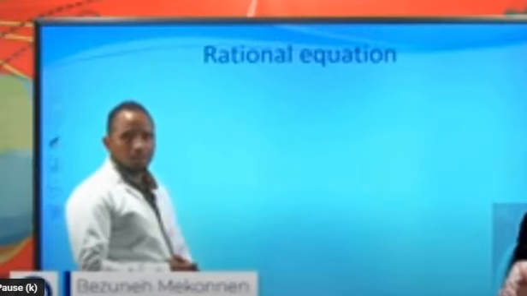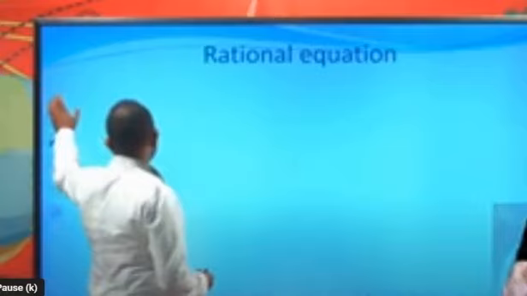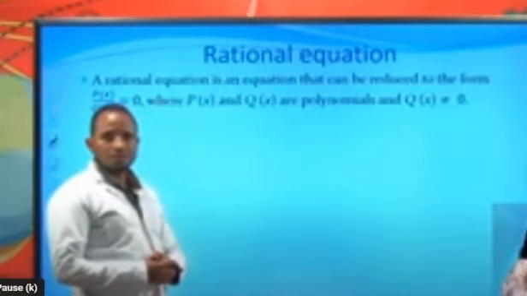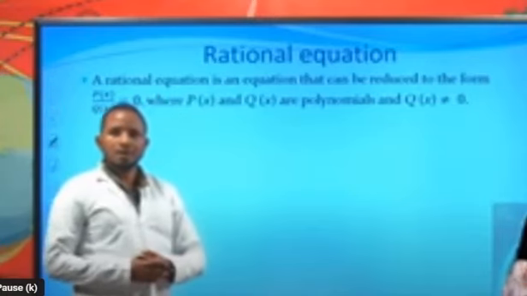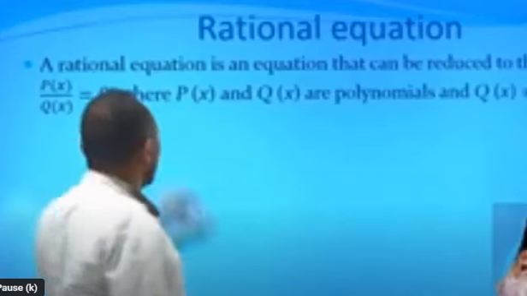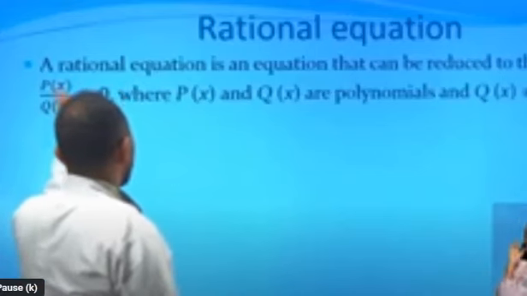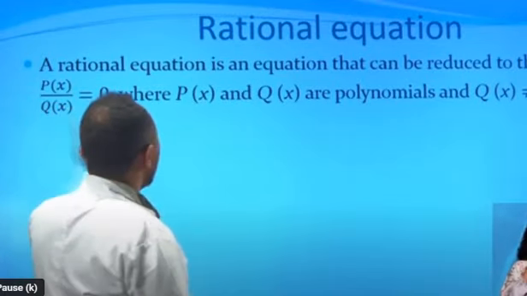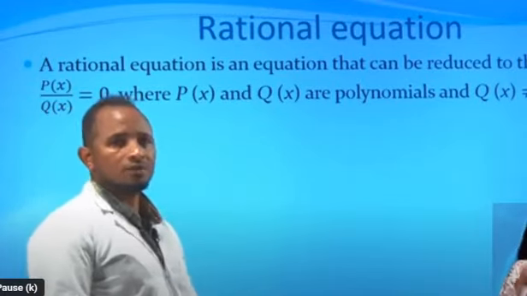Now first let's see rational equation. A rational equation is an equation that can be reduced to the form p of x over q of x equal to 0, where p of x and q of x are polynomials and the denominator q of x is different from 0.